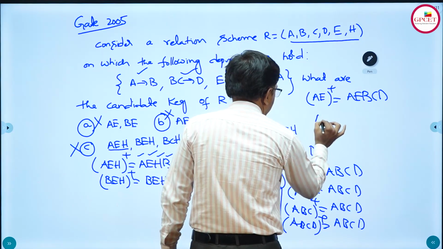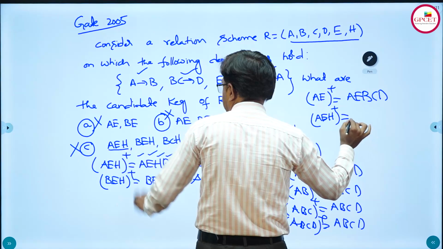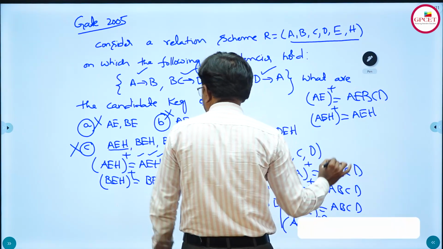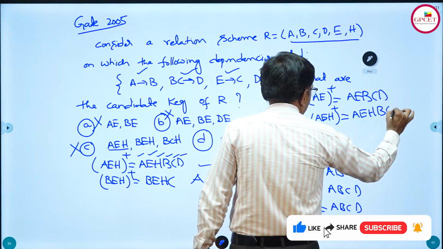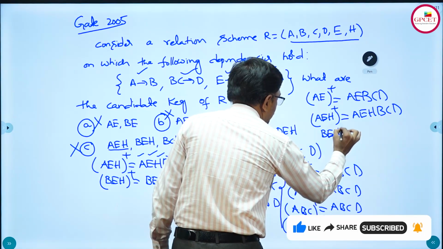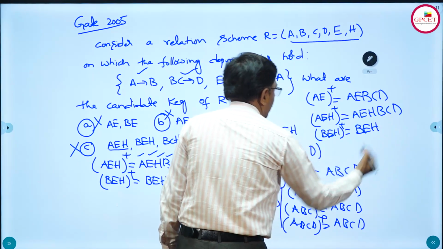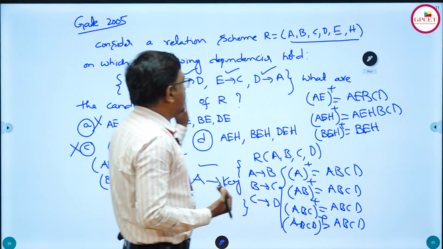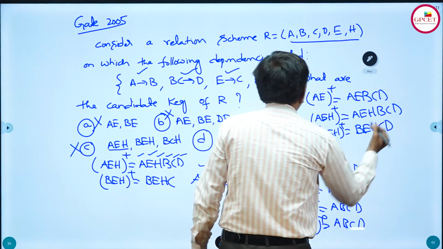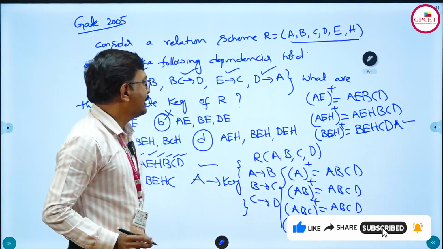Last option, AEH closure. Already you can get the answer. That is AEH, BCD. Okay, and then the next, the second one, BH closure. What is BEH? What is B? What is E? E derives C. BC derives what? D. What does D derive? A. Right, correct. A, B, C, D, E, H.